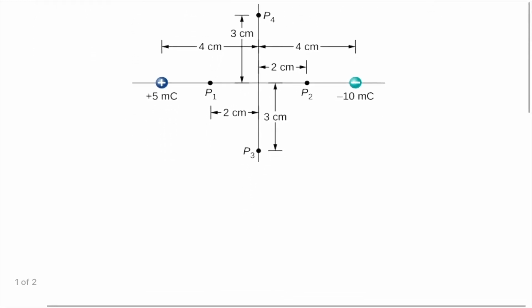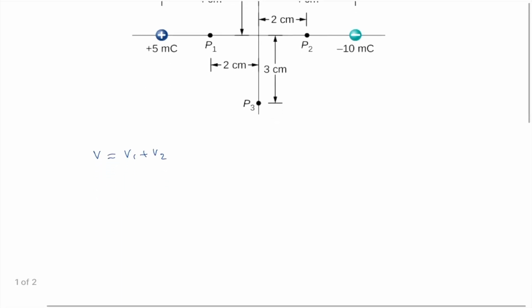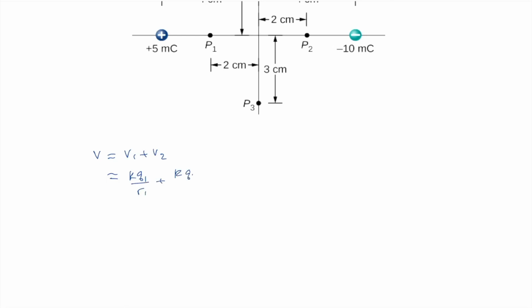Our potential due to the 2 point charges, V, will be V1 plus V2, and that will be kQ1 over R1 plus kQ2 over R2. So that's the equation we'll be using. So all we really need to do is find all the distances between the charges and the points P.